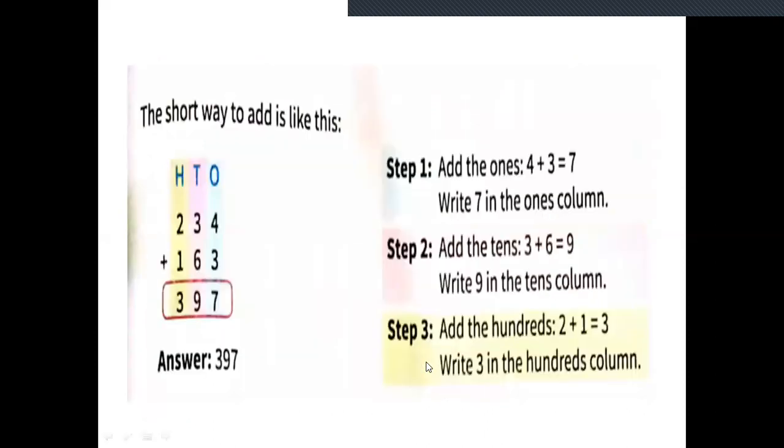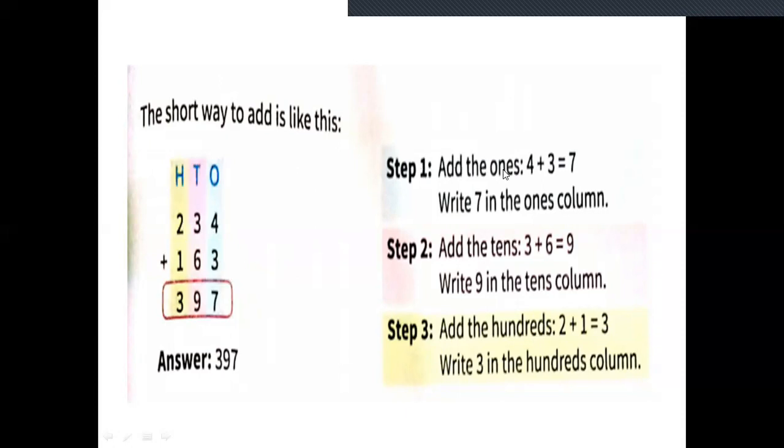We will see an example sum now. The short way to add is like this. Step 1. See here: hundreds, tens, ones. 234 and 163, which we have seen with sheets, strips and slips. Now we will add it in the short way.